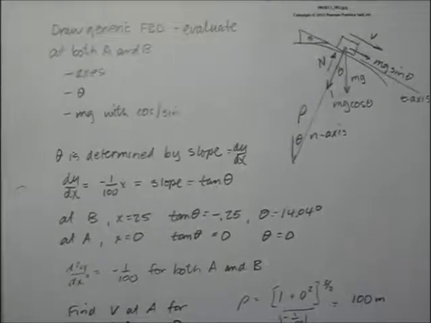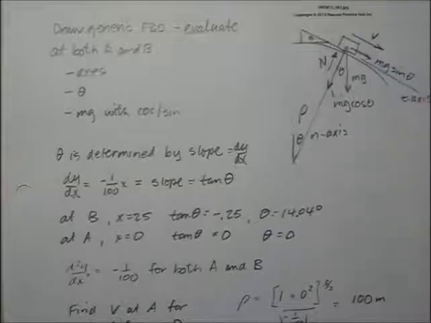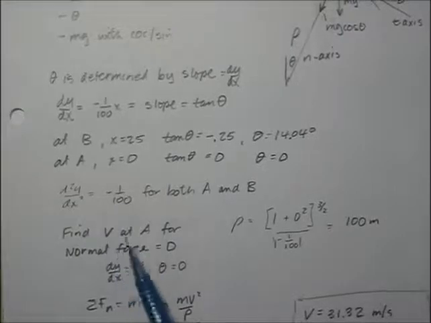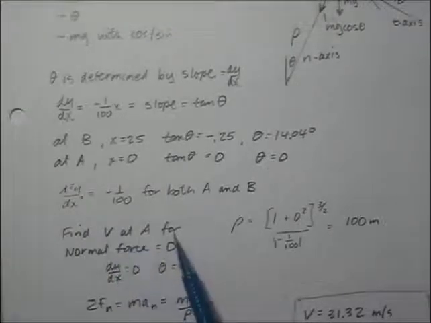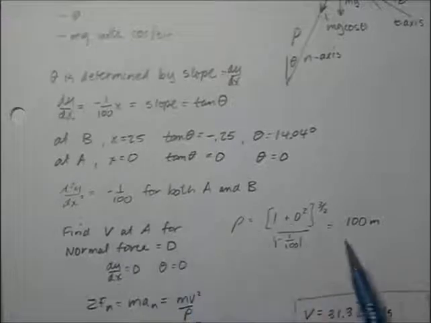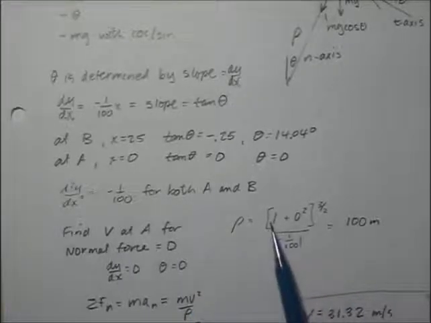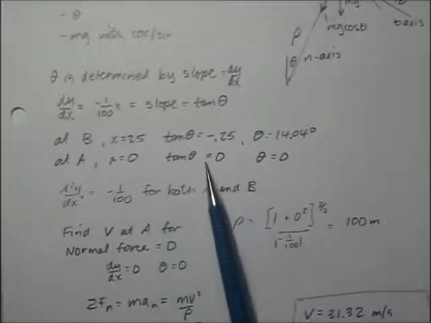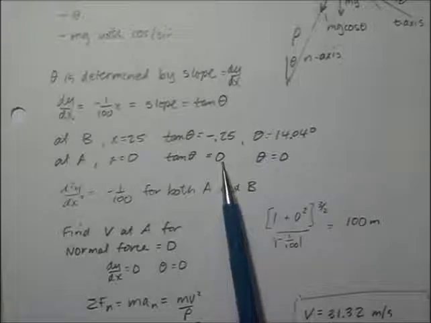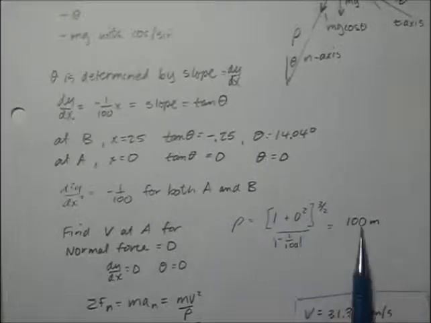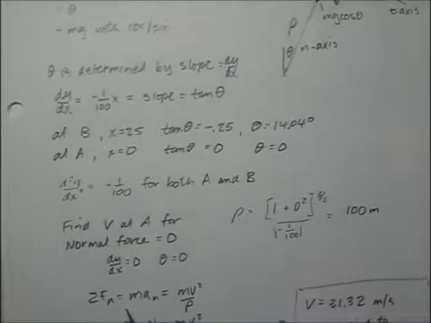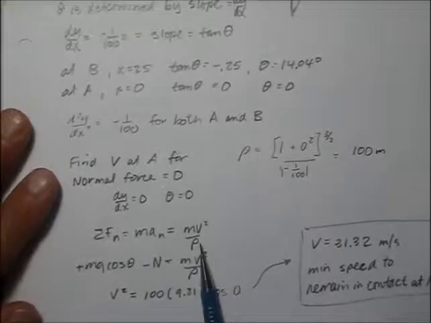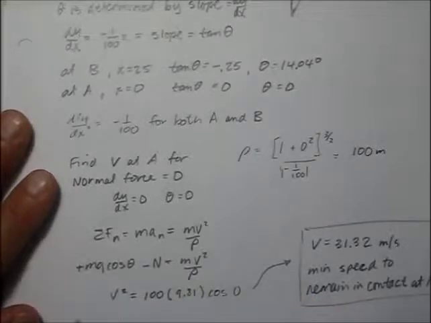All right, so to find rho at those 2 points, we're going to evaluate at A first. What we're looking for is the velocity at A for which the normal force is equal to 0. So rho is 1 plus dy/dx, which is equal to 0, that's our slope, raised to the 3/2, divided by the second derivative, which gives 100 meters. Then we do our sum of the forces in the normal direction, which is mass times acceleration in the normal direction. That's mv squared over rho. So what are my forces in the normal direction?